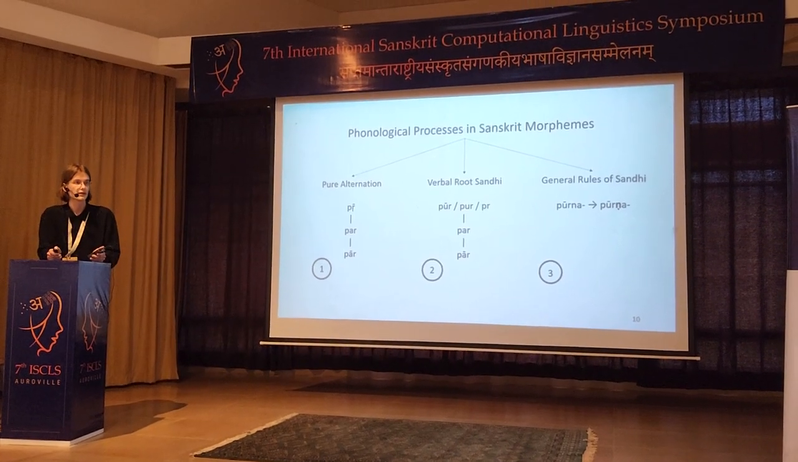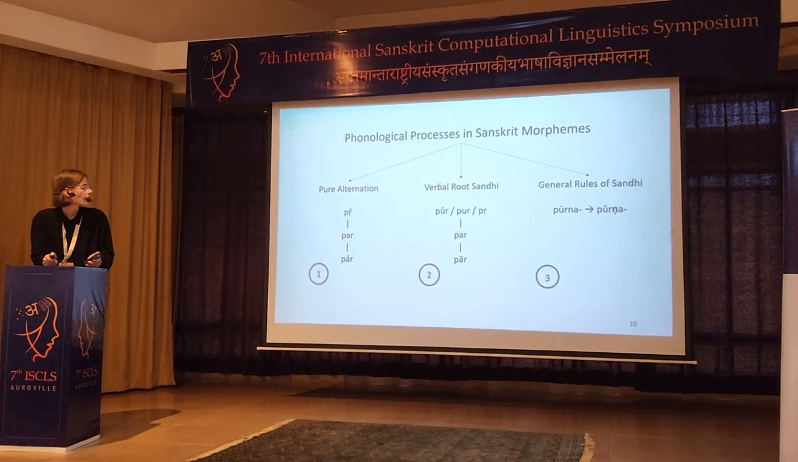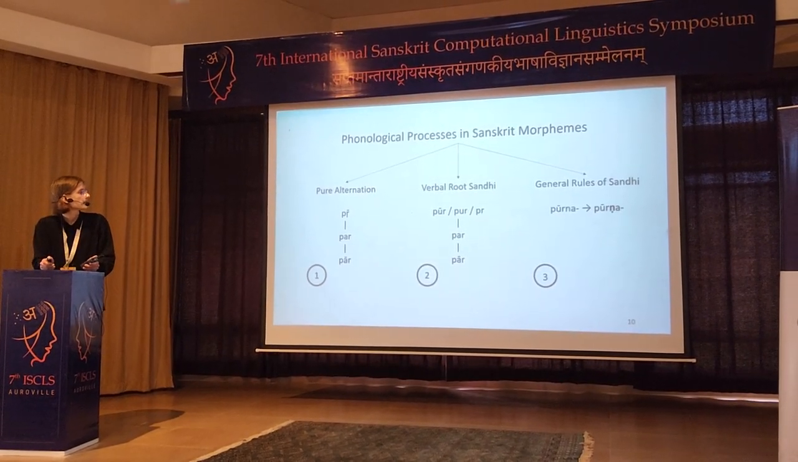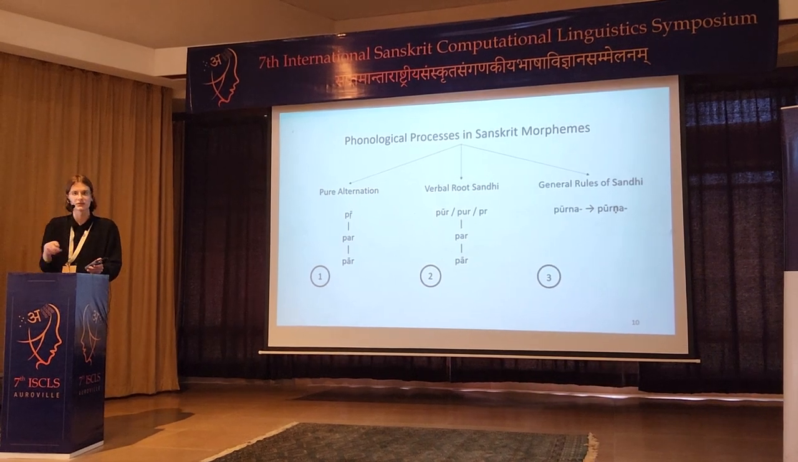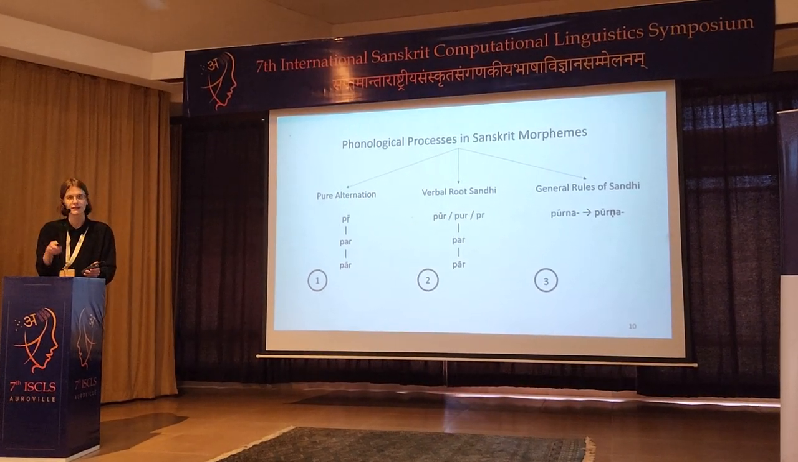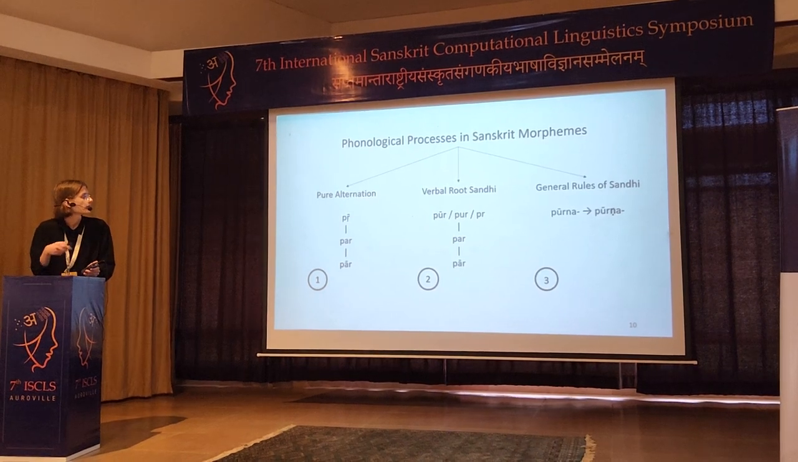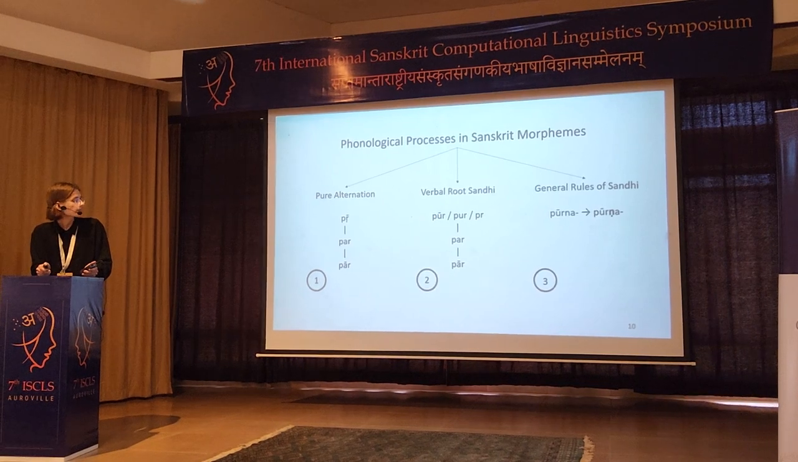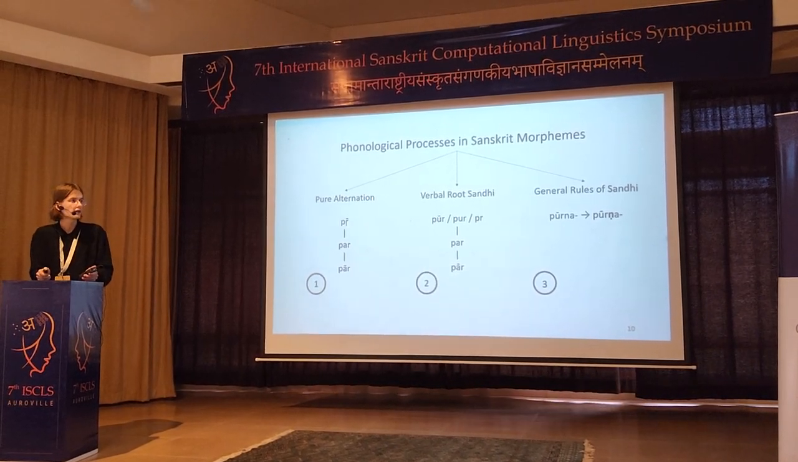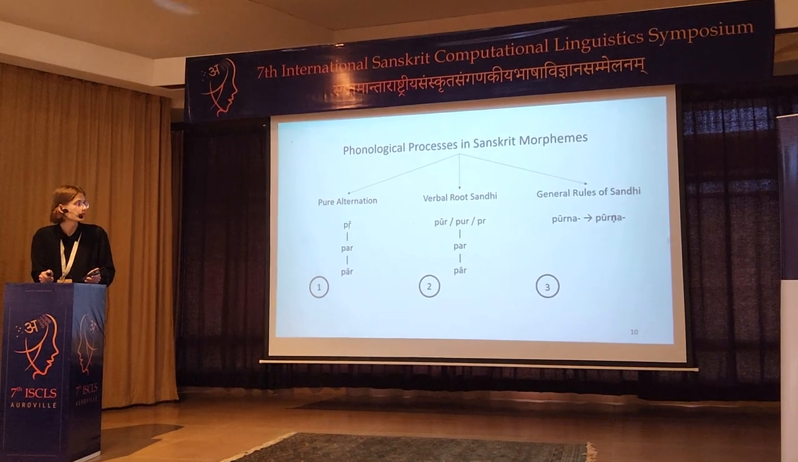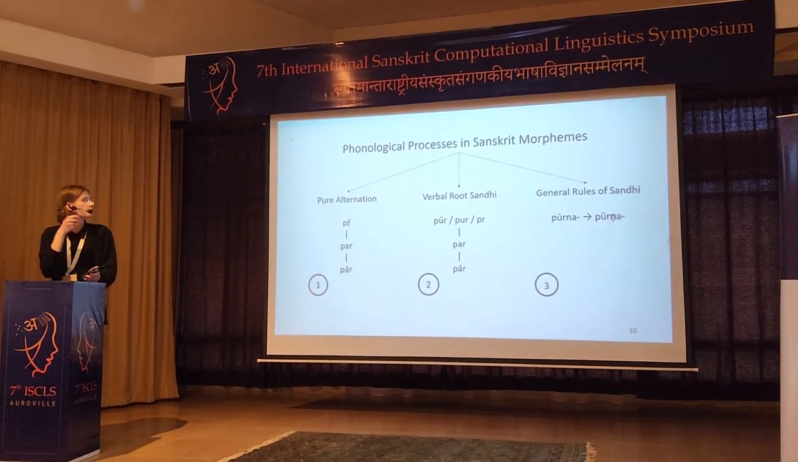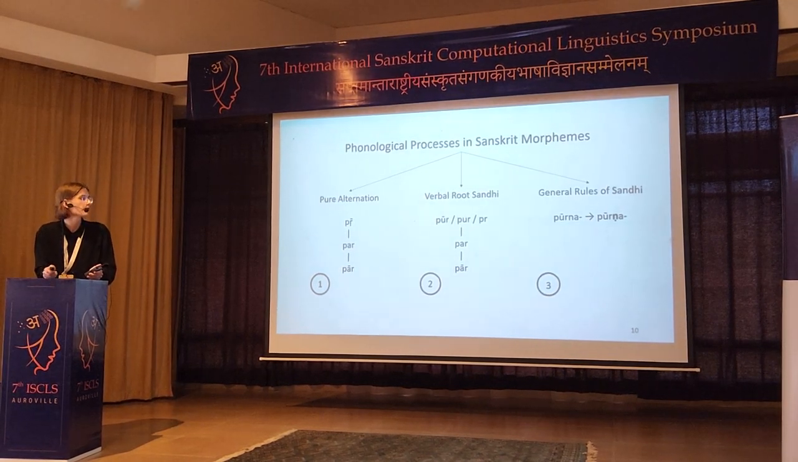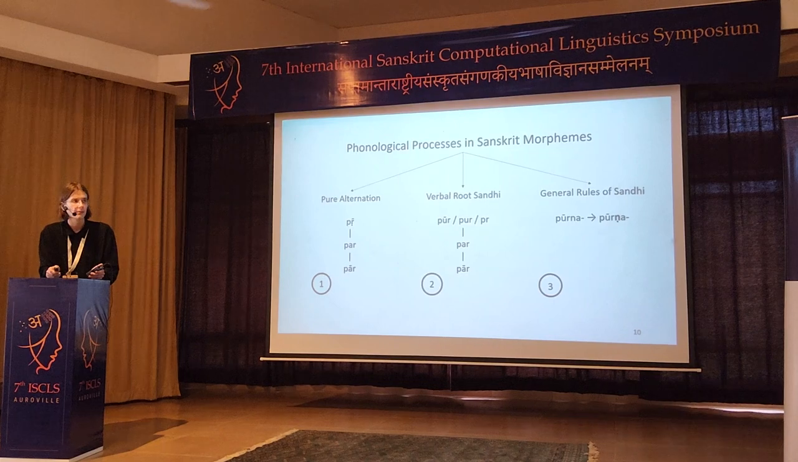It appears in specific alternating phonemes of the verbal roots or in the suffixes. And it doesn't depend on the surroundings of these alternating phonemes, so it's just basic guna and vridhi. And the two other groups of processes are just different kinds of sandhi or phoneme surroundings dependent changes. The second group of processes occurs only in the alternating elements of the verbal roots, and general roots of sandhi may occur everywhere.